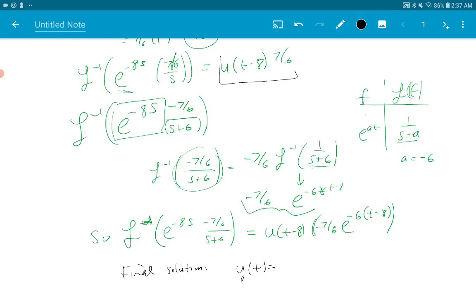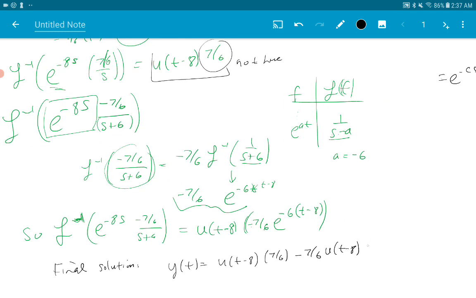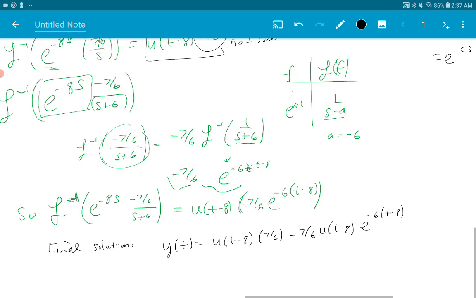By the way, why didn't we shift anything in this part? There's nothing to shift. There's no t here. So I didn't have to replace t with t minus 8 in the first piece, but it's u of t minus 8 times 7/6. And then we have this piece here. It looks a little weird to have the negative 7/6 in the middle. Let me bring that out to the end. Minus 7/6 u of t minus 8 times e to the negative 6 times t minus 8. That's it.